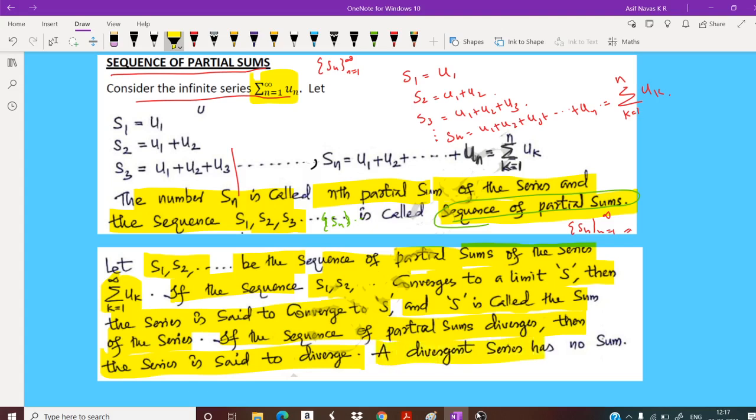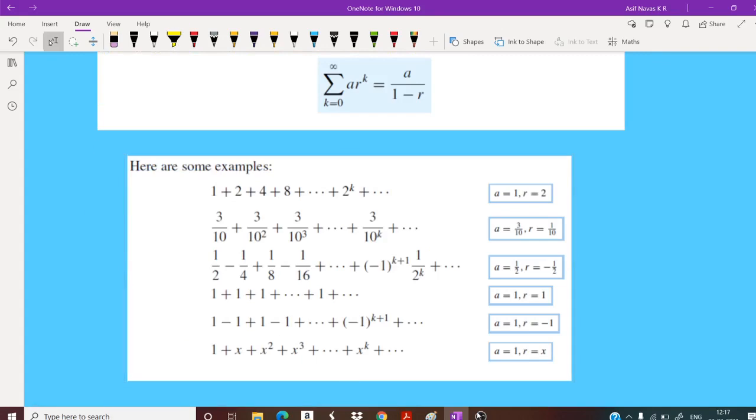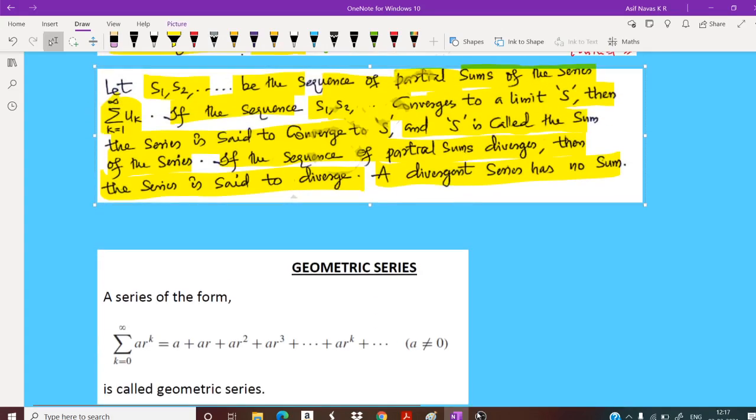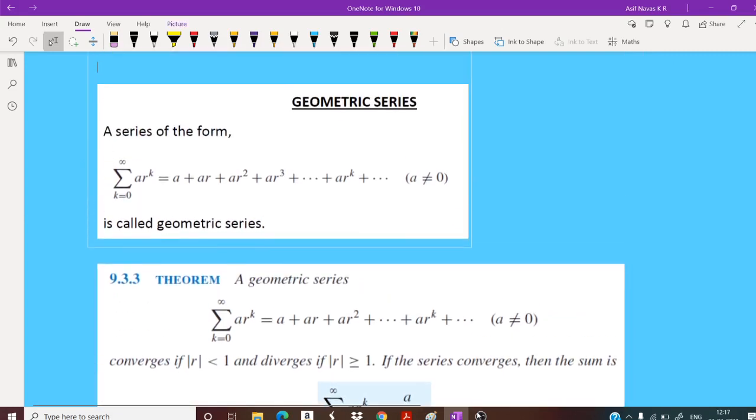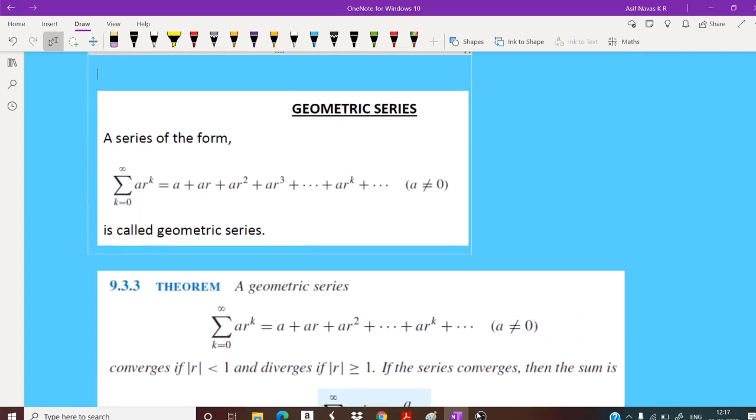That means the sum is minus infinity or infinity. So that's clear. So now we will define a very important and very simple topic that you already studied, geometric series. This is a very basic series, and I will define what a geometric series is.